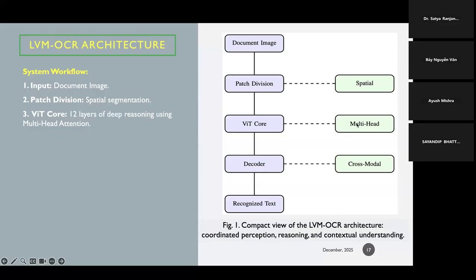And it asks a question like, does this vertical line belong to the letter T? Or is it a part of the table border? Something like that. So finally, we have the decoder. The decoder takes on the visual reasoning and performs a cross-modal translation, turning those abstract visual features into readable text. Okay, so this is a compact view of the LVM-OCR architecture.